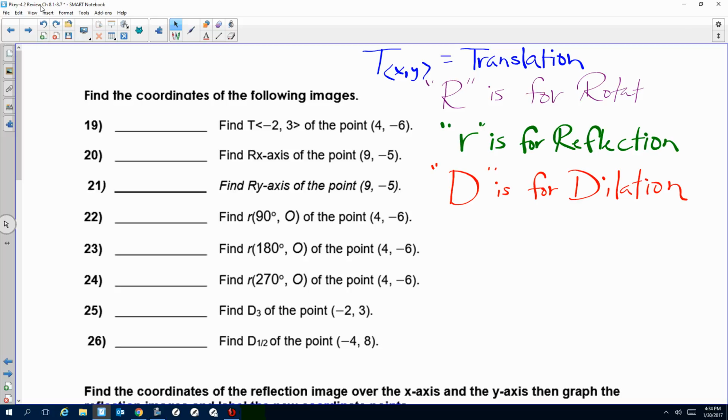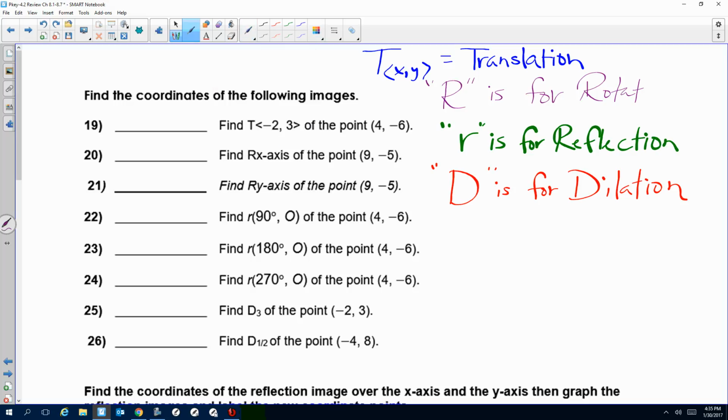Okay, now we're going to get into a combination, a mixture of all the different rules. So go back to the front page if you need some help. And I'm just going to recap. Capital T is for translation. Capital R is for rotation. Oops, I didn't finish spelling that. Let me fix that.